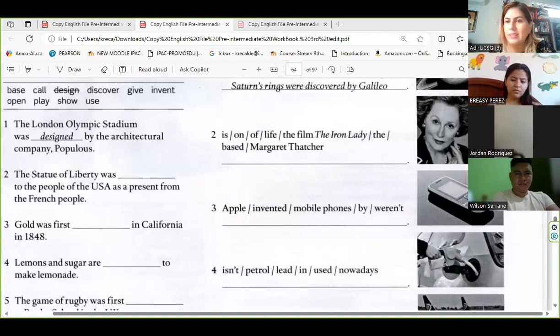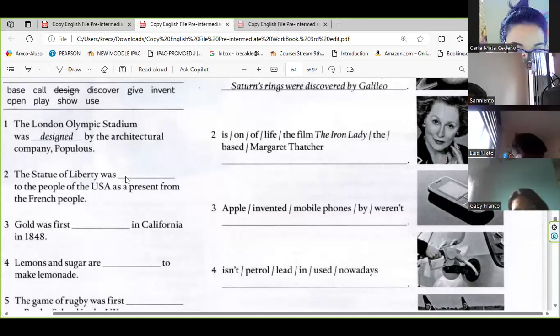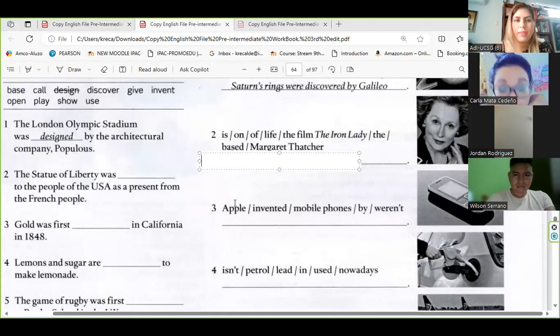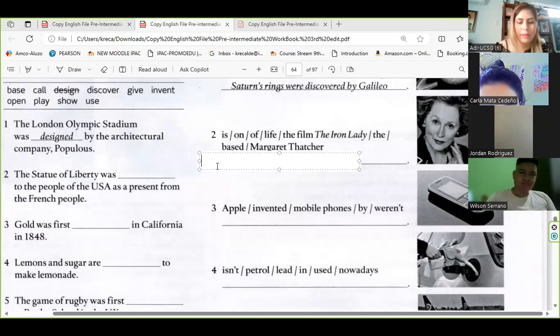Okay, they call the book The Iron Lady. How would you make it? Number 2 is for Carlita. How will you transform to passive voice? You start with Carlita. Yes, Carlita. Could you please? Number 2. Margaret Thatcher. Yeah, Margaret Thatcher, but we start with the Iron Lady. Oh, the Iron Lady. Yeah.